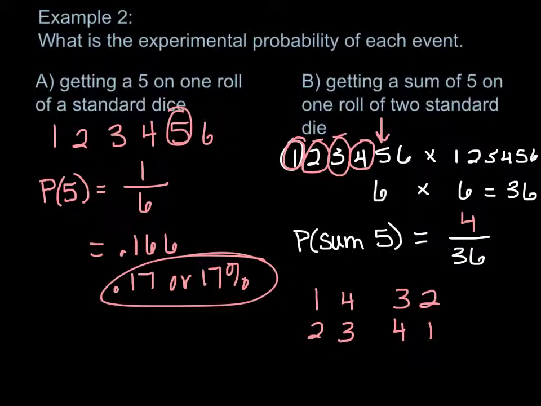So the next thing I'm going to do is put it into my calculator. And when I do that, I get 0.11 or 11% chance that when I roll 2 dice, I'm going to get a sum of a 5.